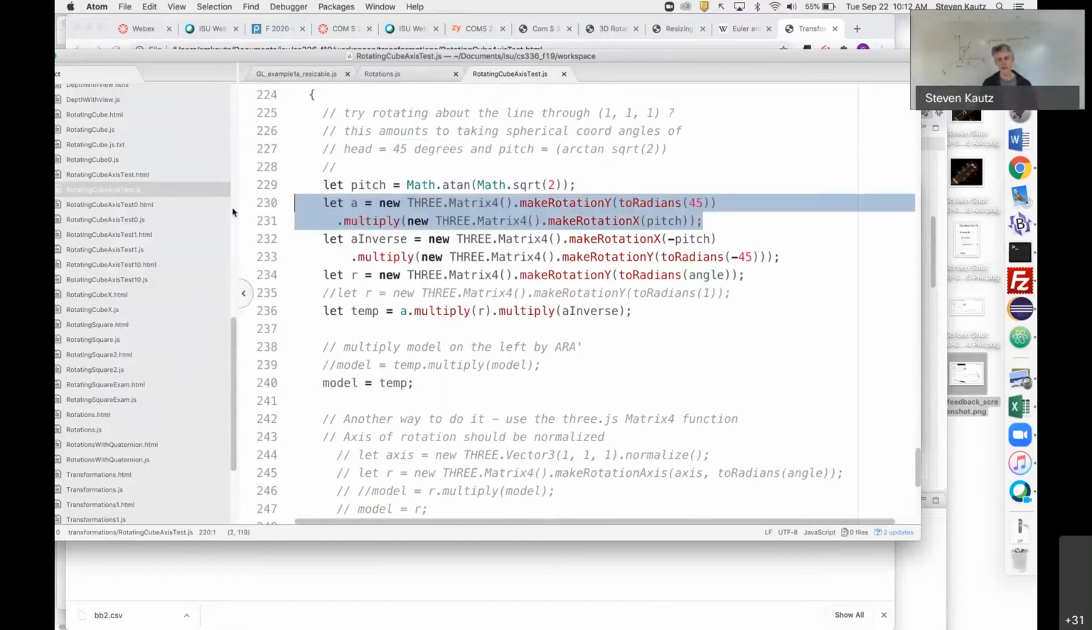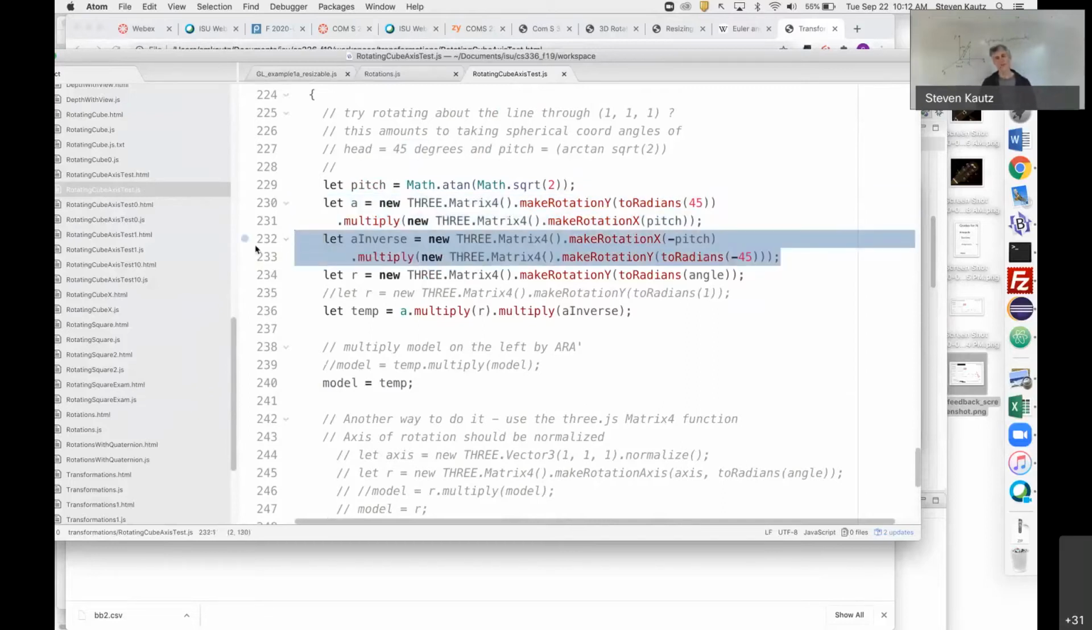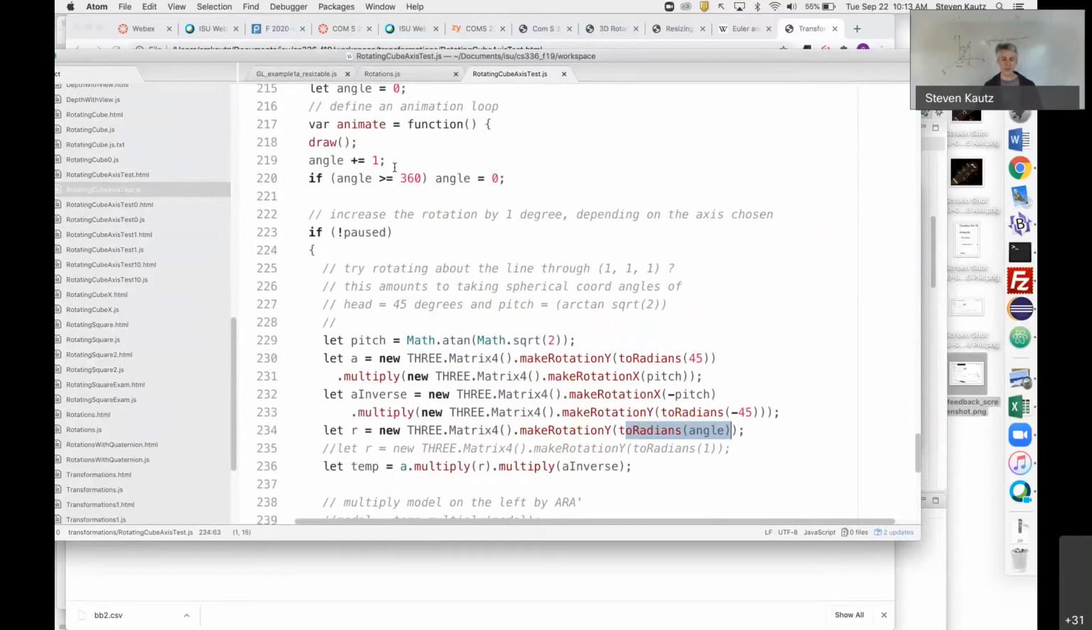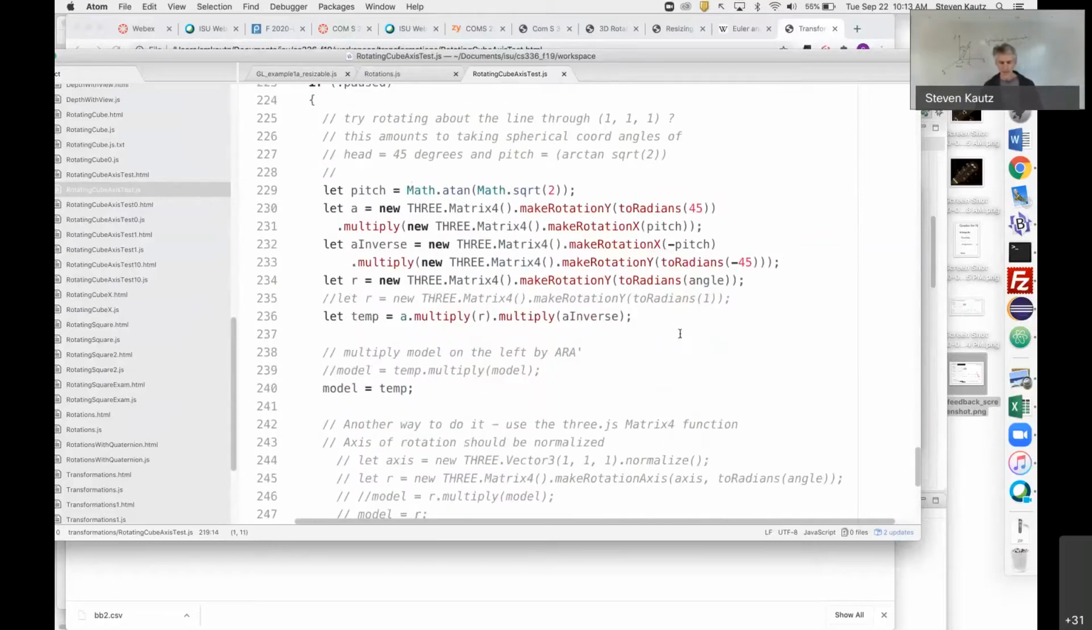I'm defining a new matrix A, which is the pitch rotation followed by the head rotation. I'm also going to define the inverse of A, which is the opposite of the head rotation followed by the opposite of the pitch rotation. And then I'm going to make a Y rotation about an angle that increases 1 degree per frame. So there's my angle. And we'll multiply them together using that pattern of I do the inverse of A.